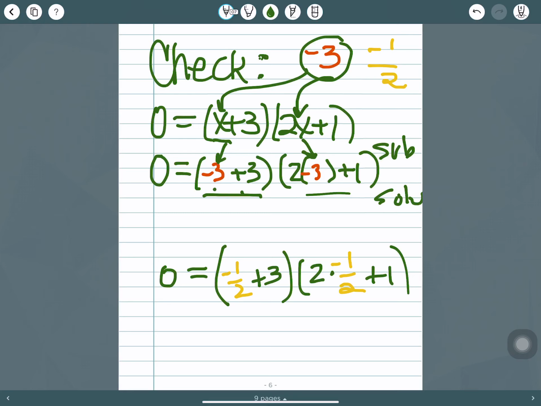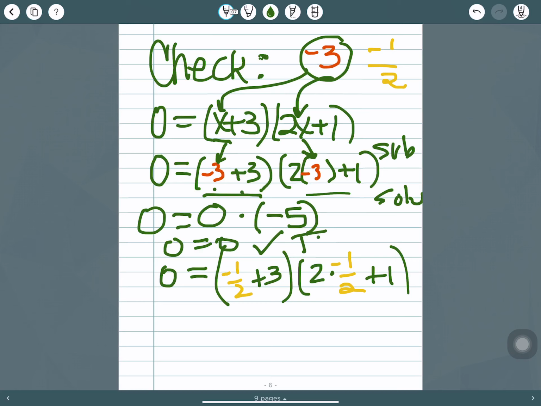So negative 3 plus 3 is 0, times negative 3, or negative 3 times 2 is negative 6 plus 1 gives you negative 5. So 0 times negative 5 is just 0. So that is true.